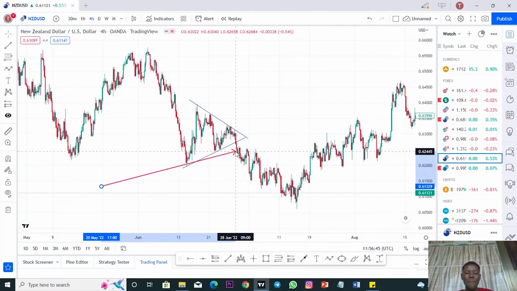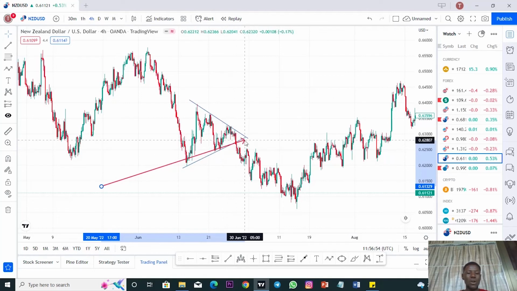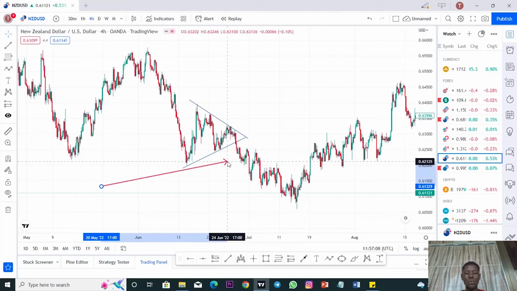A reversal of the market can happen, but maybe it will be just 20% of the time. But the continuation will be the 80%. So this is how we spot the symmetrical triangle on the chart.